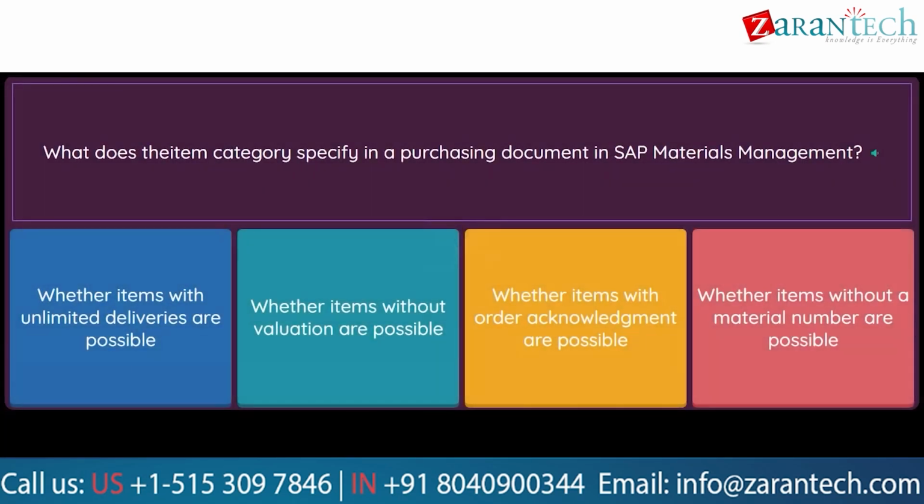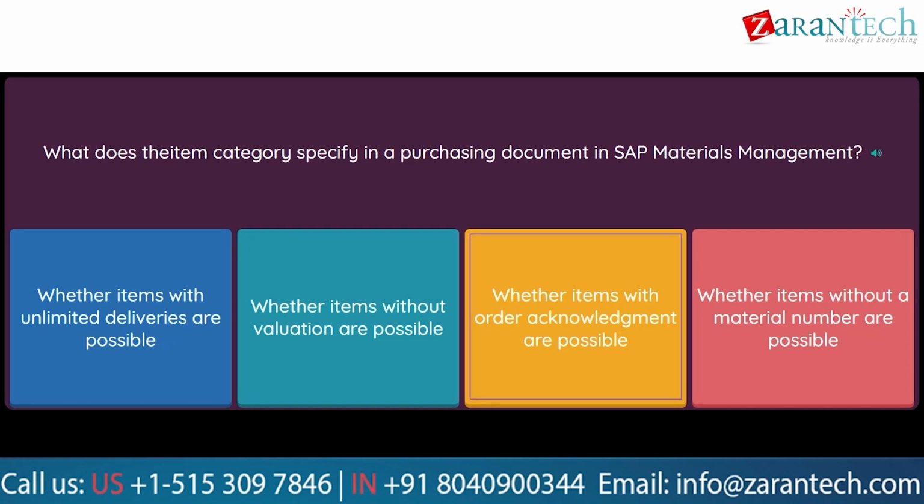Question: what does the item category specify in a purchasing document in SAP Materials Management? Option 1: whether items with unlimited deliveries are possible. Option 2: whether items without valuation are possible. Option 3: whether items with order acknowledgement are possible. Option 4: whether items without a material number are possible.